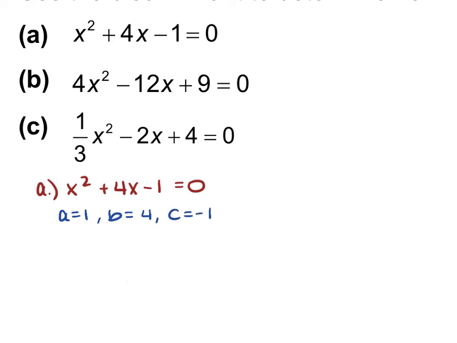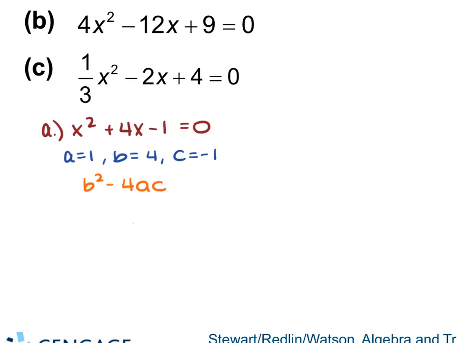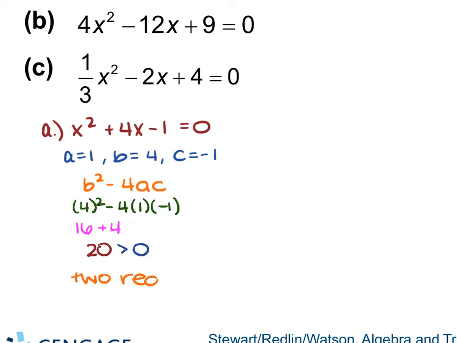I'm going to use my discriminant, which is b squared minus 4 times a times c, and see what I get from this. So my b squared is negative 4 squared minus 4 times a, which is 1, times c, which is negative 1. I get 16 minus 4 times negative 1 is a positive 4. So 16 plus 4 is 20. 20 is greater than 0, so we have 2 real solutions.